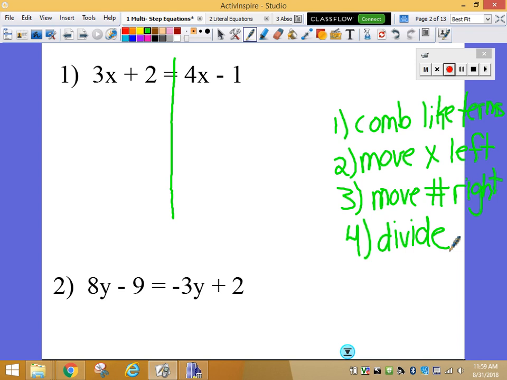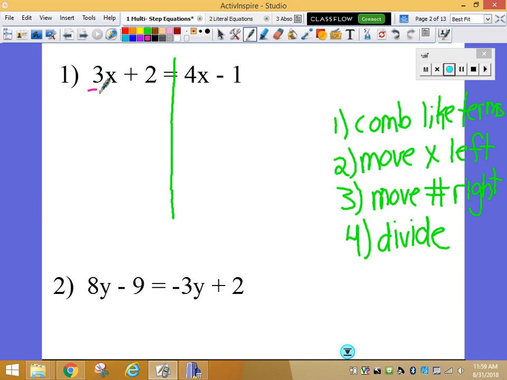Combine like terms. We're going to move the x to the left. We're going to move the number to the right. And the last step is divide. Okay? If you can remember those 4 steps, you can solve pretty much every equation that we're going to do. So let's start. What do I mean when I say combine like terms? Well, we just did a worksheet on that.